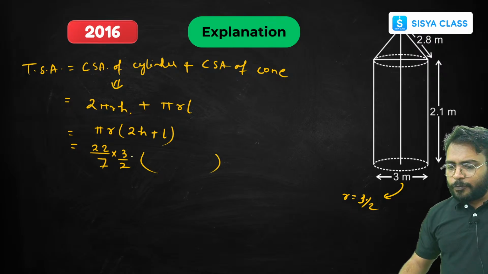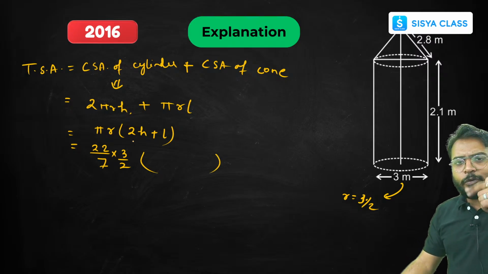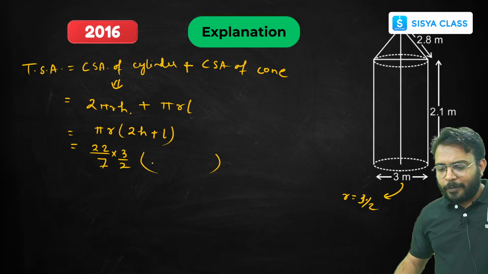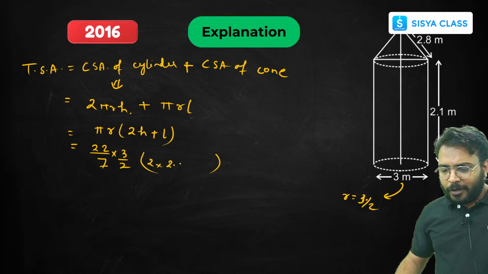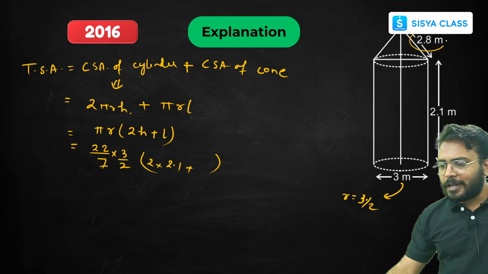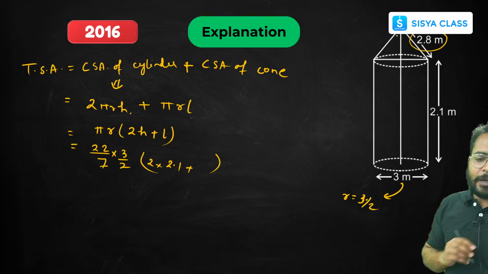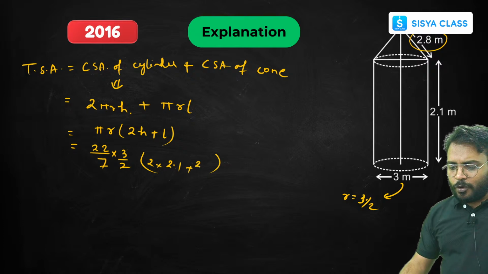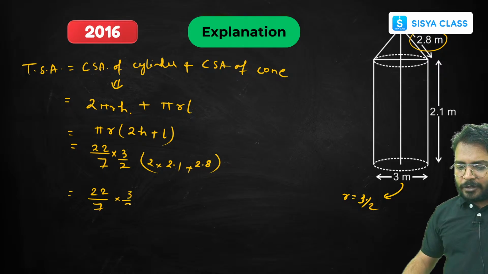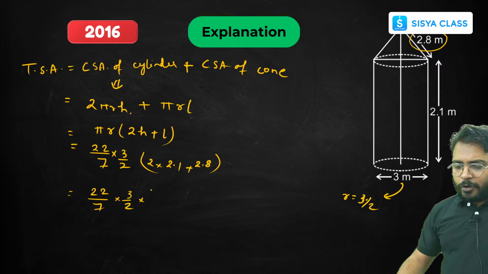What is the height of your cylinder? Height of your cylinder is nothing but twice of 2.1, plus what is the slant height? Already it is given in the question. Slant height is 2.8. Now can we solve this? 22 by 7 into 3 by 2 into 3 by 2 into 2 into 2.1, that is 4.2, plus 2.8. Yes or no?